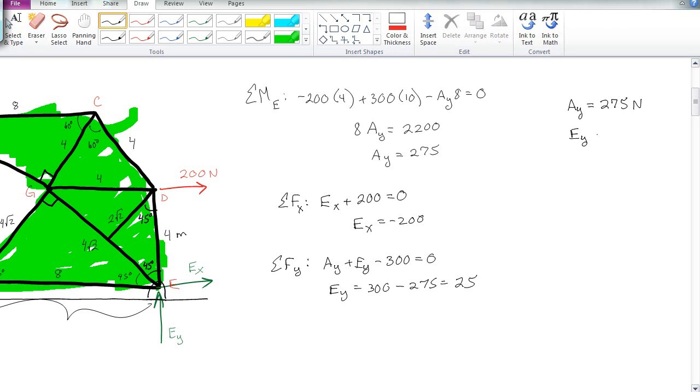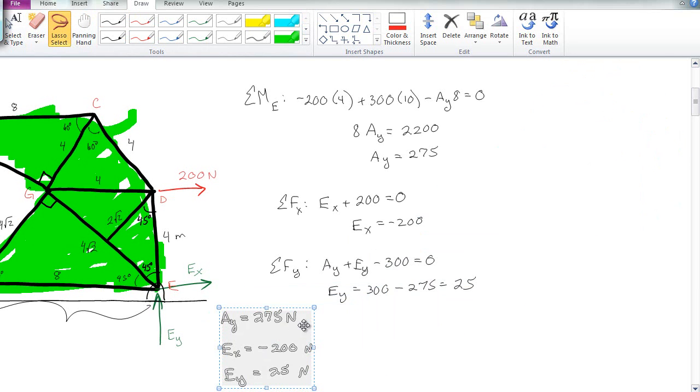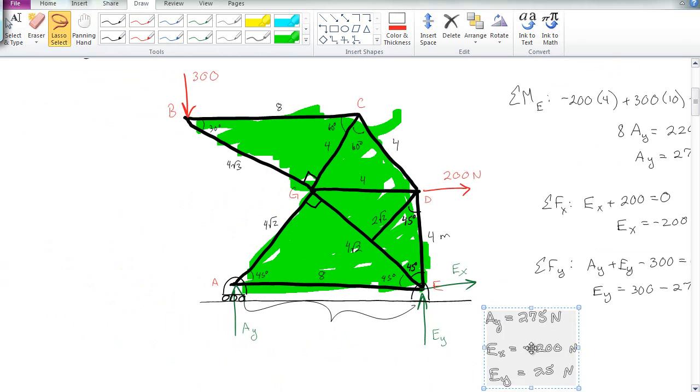So EX is negative 200, and EY is positive 25. Newtons, newtons, and I'm going to save this for later because I have a feeling I'm going to need to know what these guys are.